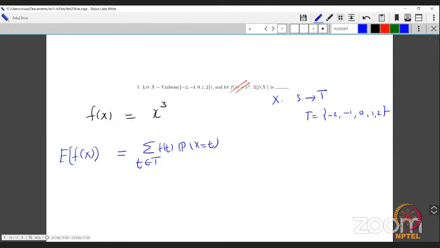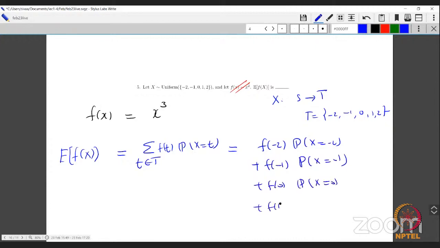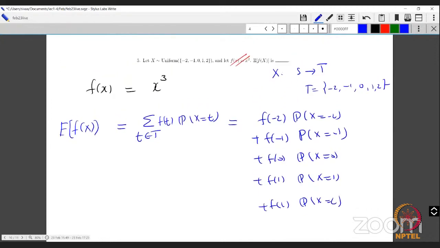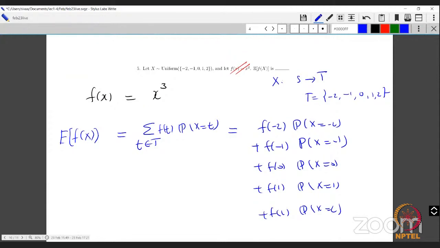Very nice. So what is t now? T is -2, 0, -1, 2. So it's the same as f at -2. That's my f of -2 times probability x equal to -2, plus f at -1 times probability x equal to -1, plus f at 0 times probability x equal to 0, plus f at 1 times probability x equal to 1, plus f at 2 times probability x equal to 2. Right? That's what the expectation will become. Very nice.